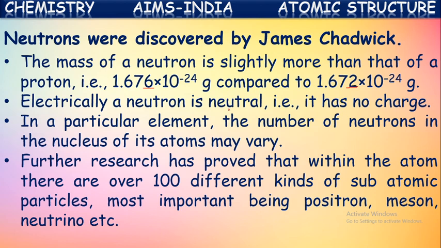Along with this, there are different kinds of particles still. Some of them are mentioned here: positron, meson, neutrino. These are also present inside the atoms. But out of all kinds of particles, only these three, electrons, protons, neutrons, are much more stable. That is why these particles are called fundamental particles of every atom. Okay, this is about the different fundamental particles or subatomic particles present inside the atom.